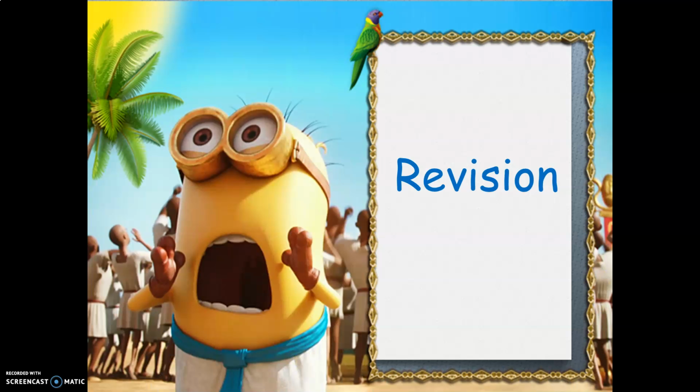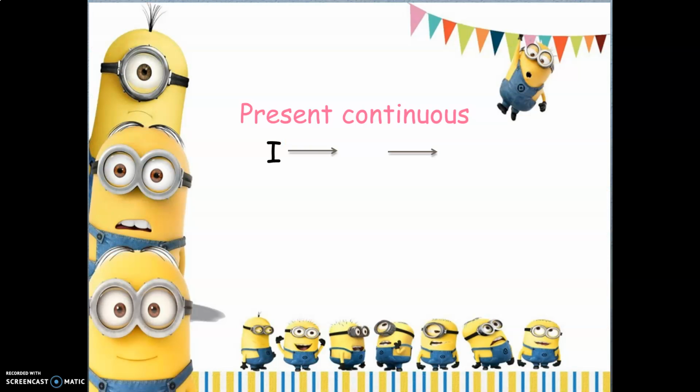Now let's take a quick revision before starting my own lesson for today, girls. Let's see. We have the present continuous, and you know this tense before. Let's start with the personal pronoun I. What should I use with the personal pronoun I? I should use the verb to be am. So I am plus verb with ing. For example, I'm learning English now. I'm watching TV now. I'm studying English now.